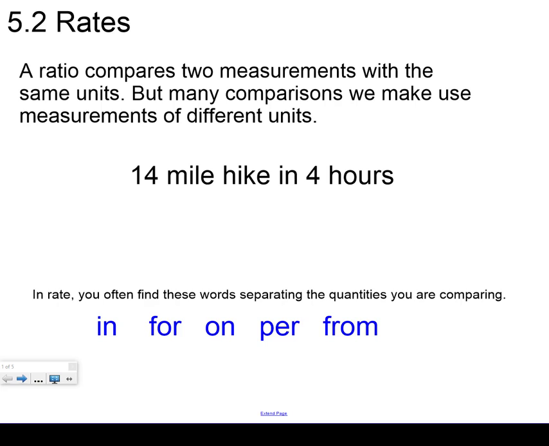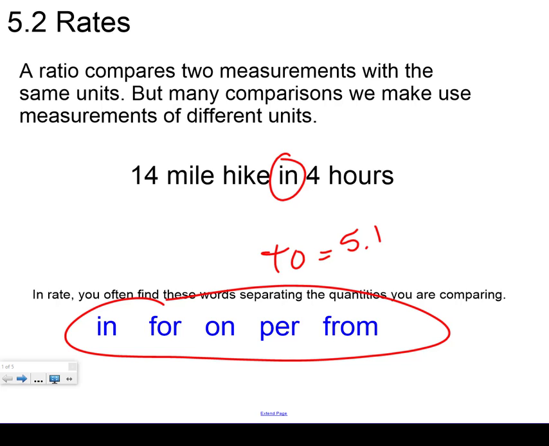started on in 5.1. What I want to point out on this screen is that this word in is different than that word to from 5.1, right? To compares two things that have the same units. But here we're finding that there are several words listed here at the bottom. The words in, for, on, per, or from. These 5 words are what show us that we're comparing a rate and not a ratio.